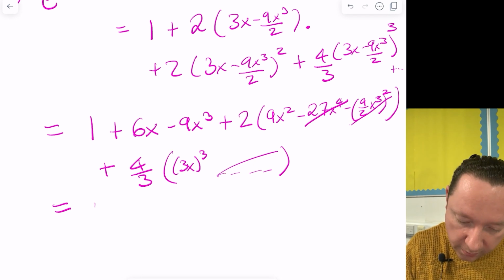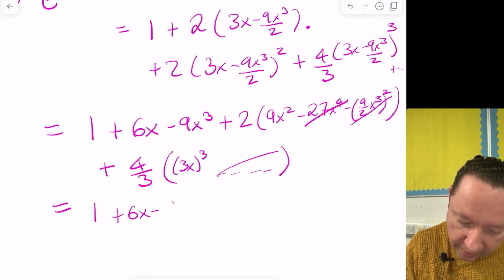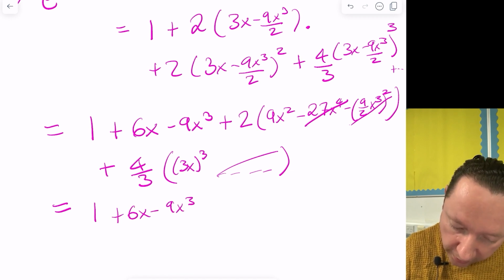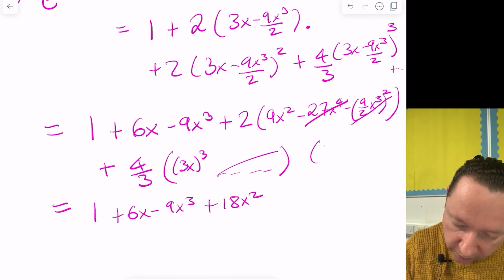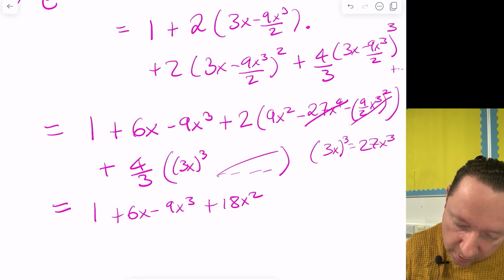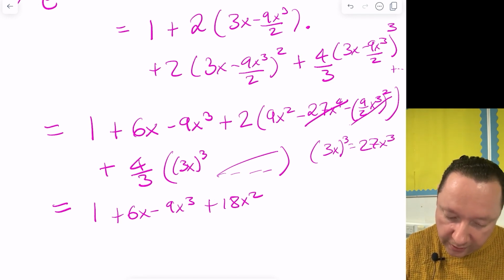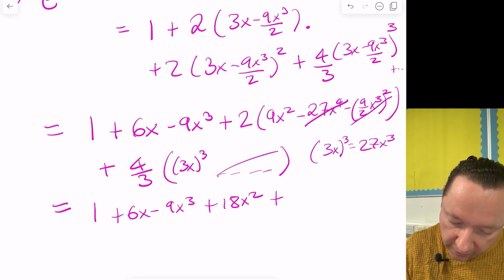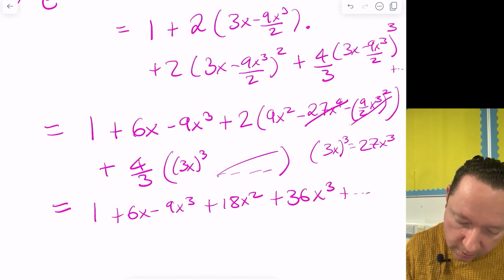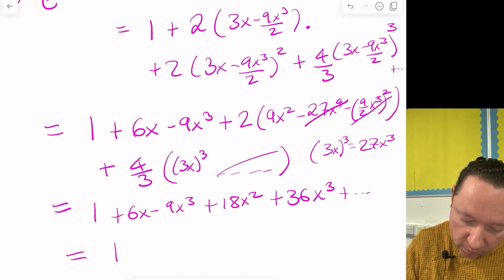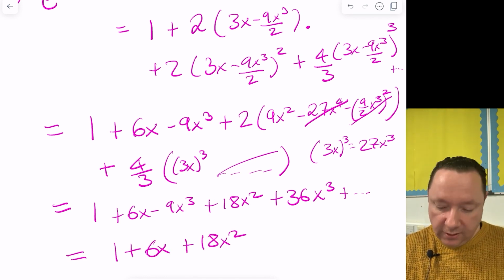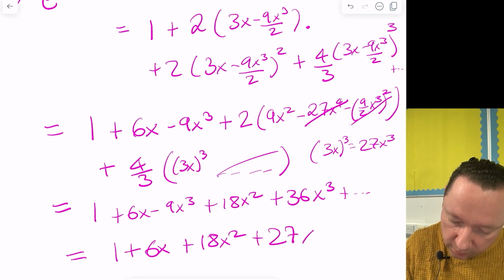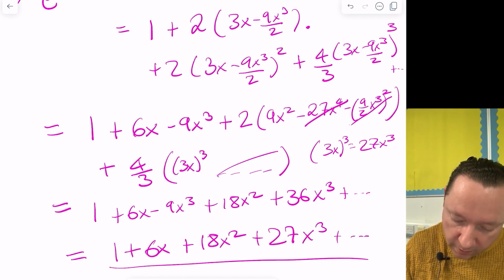So that gives me 1 plus 6x minus 9x cubed. 2 9s is 18x squared. And 3x cubed, I'll just do this at the side, is 27x cubed. So 27 divided by 3 is 9. 9 4s is 36. So plus 36 x cubed. So then simplifying that a little bit with x cubed, you get 1 plus 6x plus 18x squared. 36 minus 9 is 27, plus 27x cubed. And there would be other terms, but we'll just not work them out. And we're done there.